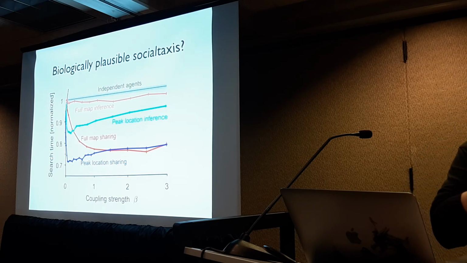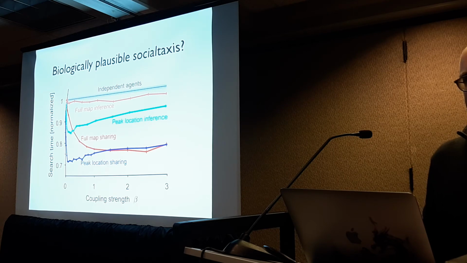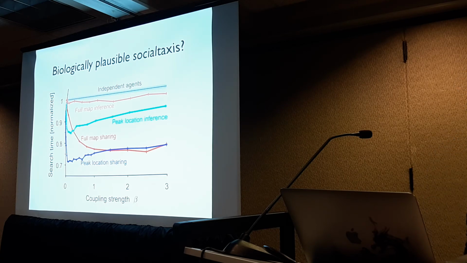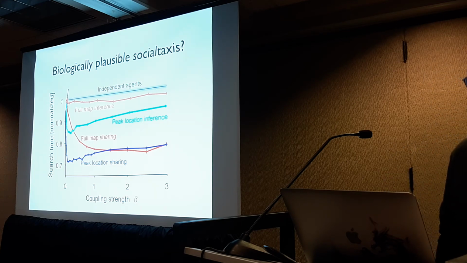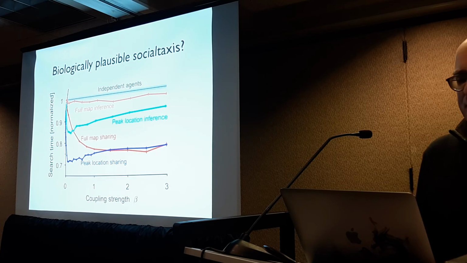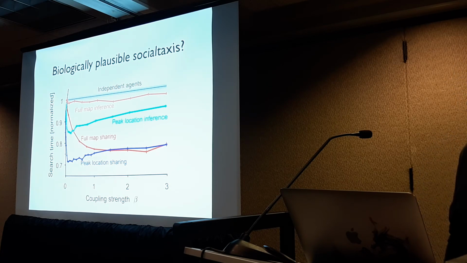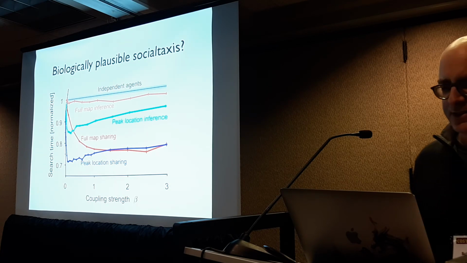So now we thought, okay, fine, it's clear that this is working really well, but we were really troubled by the fact that our agents were sharing their probability map of the world. It's very nice and it's a cool algorithm, but it's hard to imagine that animals actually do this. So we tried different versions of trying to make this more and more biological.